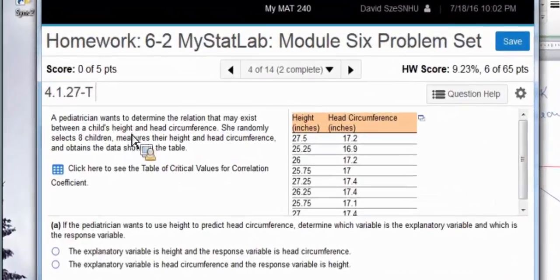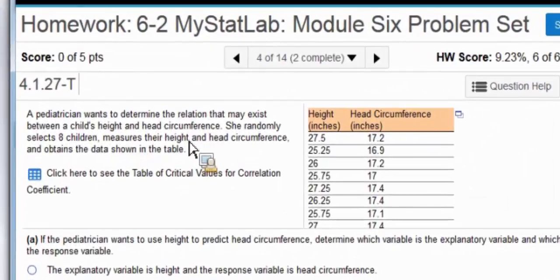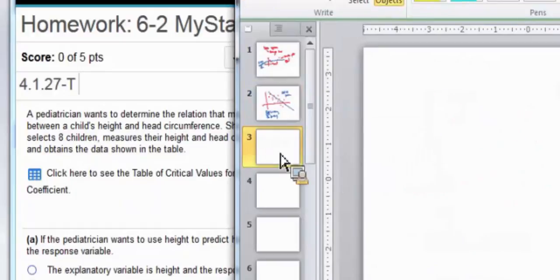Okay, a pediatrician wants to determine the relationship between height and size of the head. It seems reasonable to think that taller kids will have bigger heads, just as taller kids will have bigger body parts in general. So the pediatrician wants to use height to predict circumference. This is number 4.